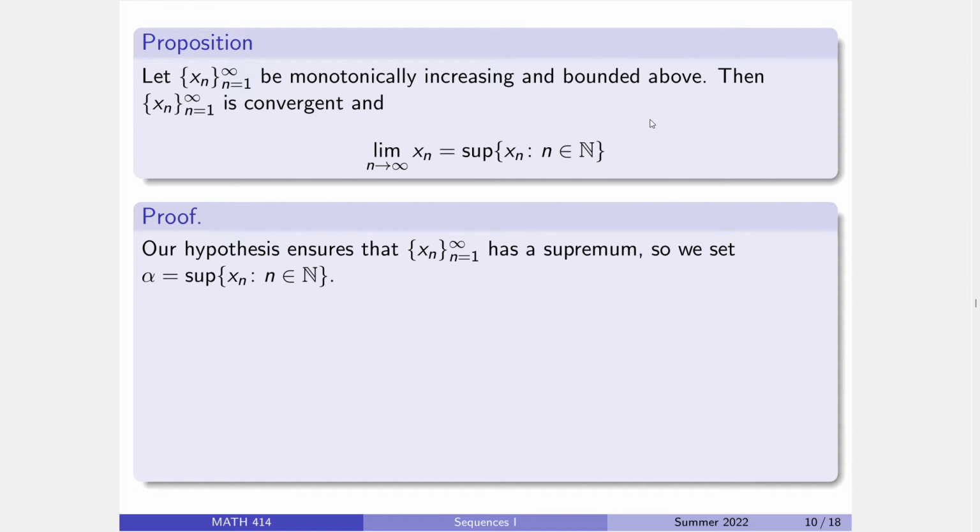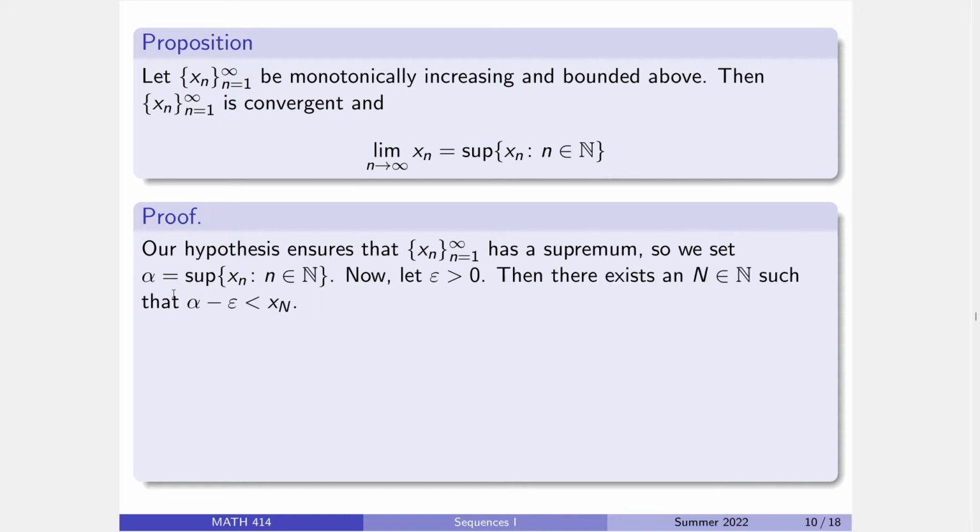Okay, so as noted, we're bounded above and non-empty, so this has a supremum, so let alpha equal that. I want to show that we converge to it, the supremum. So given an epsilon, let's find the capital N. Let epsilon be greater than 0.